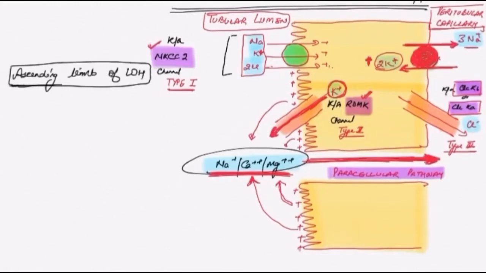Even though there is a driving force, even then the sodium, potassium and 2 chlorides are not going inside the cell, because this channel is defective. So the potassium will not come out of the cell. There is a defect. The potassium will not come out, and this charge will not be there.